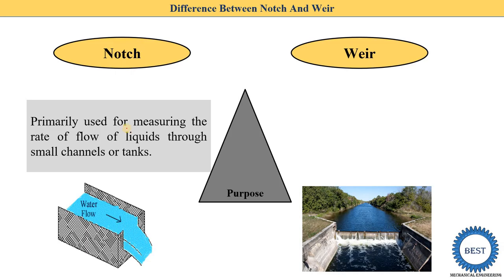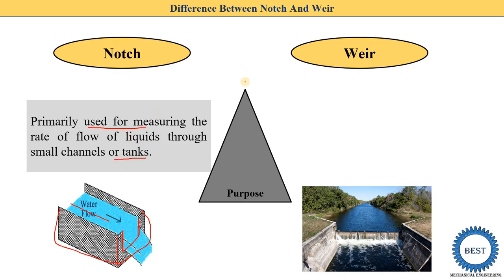Here, we mention that the notch is used for measuring the rate of flow of liquid through a small channel or tank. Now here we see one small channel, and from this channel water is flowing, and here we install the rectangular notch. Notches have various types. It may be rectangular, V shape, trapezoidal, or step type. That is four types of notches according to the shape. Or it is also used in a tank.